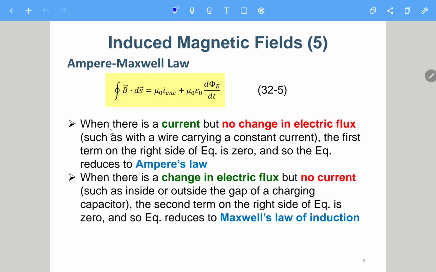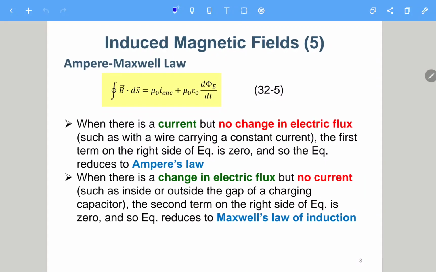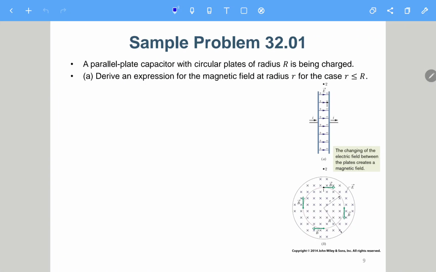So it says when there is a current but no change in electric flux, the first term on the right side of the equation is zero, and so the equation reduces to Ampere's law. When there is change in electric flux but no current, then the second term on the right side is zero, so it will reduce back to the Maxwell's law. So actually, this will be one of the four equations in the Maxwell equations.